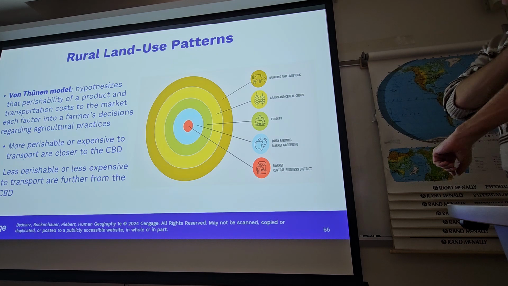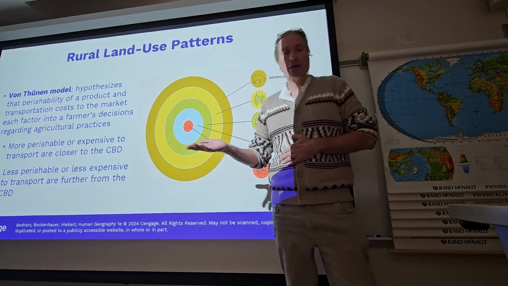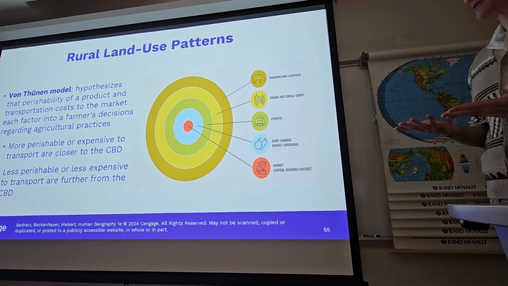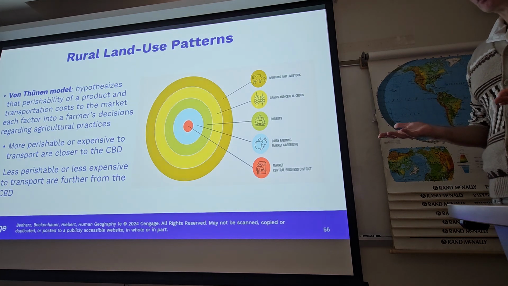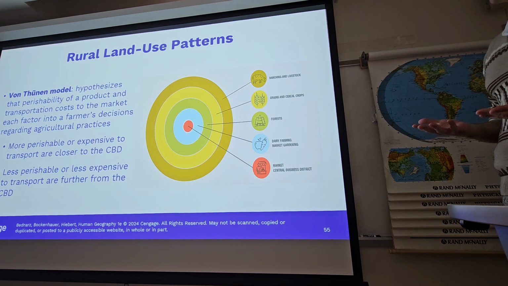This chapter brings up the Von Thünen model, which is still a useful model, but this chapter also points out that it's becoming less and less relevant because shipping is becoming cheaper and cheaper, and as I said, refrigerated shipping is becoming cheaper and cheaper.